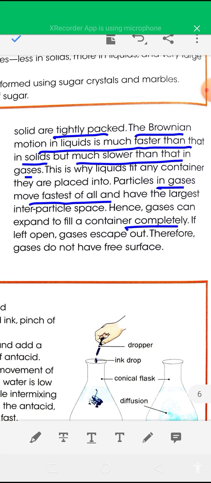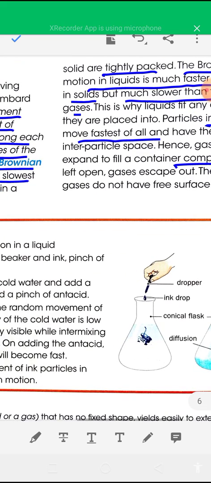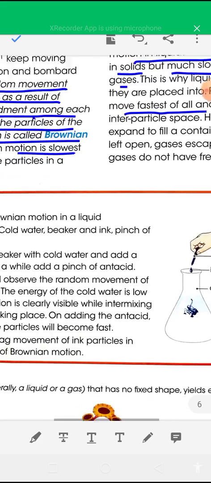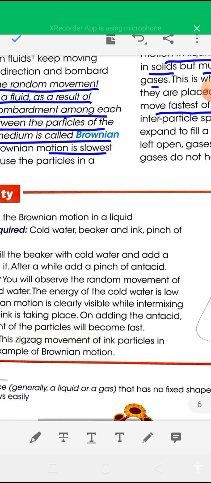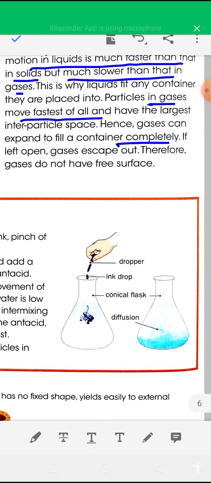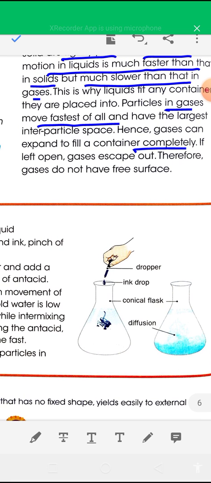Due to the very negligible interparticle force of attraction in gaseous state and the presence of large interparticle space, gases are highly compressible, and their density is minimum. And the gases can expand to fill a container completely.